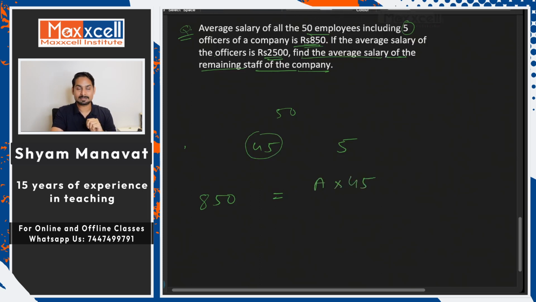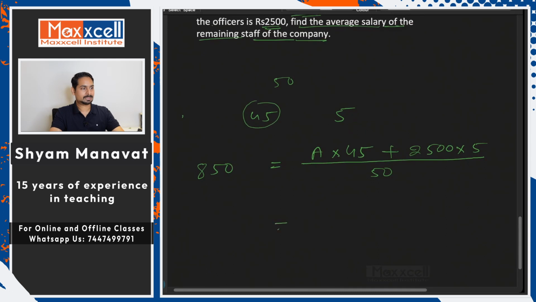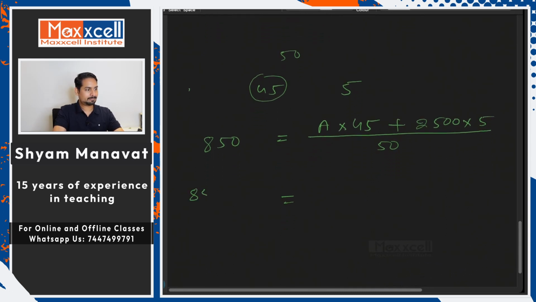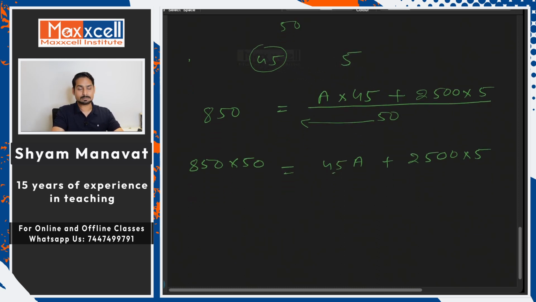Unknown, I will take it as A, for 45 staff, plus the average of these 5 officers, which is given to be 2,500. How many officers? 5, right? Divided by the total of 50. Can we simplify this? Tell me, can we simplify this? 850 into 50. Now it's all about simplifying the equation, right? So 45A plus, let me write this as it is, because I can see that I can cancel this entire equation by 5. Yeah, it will look easy.